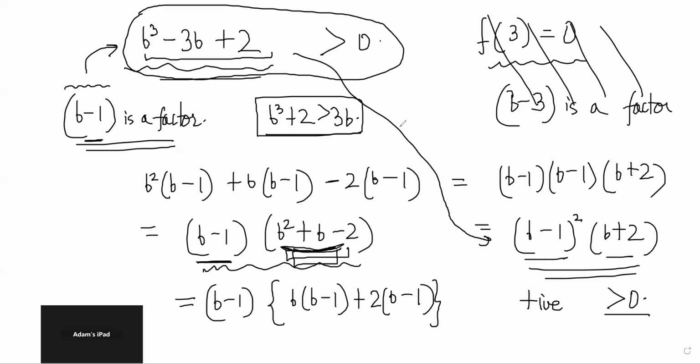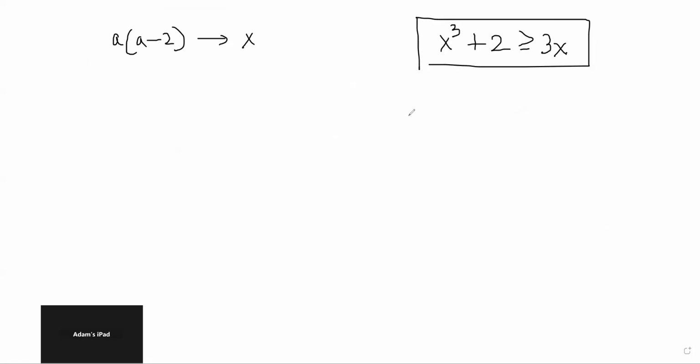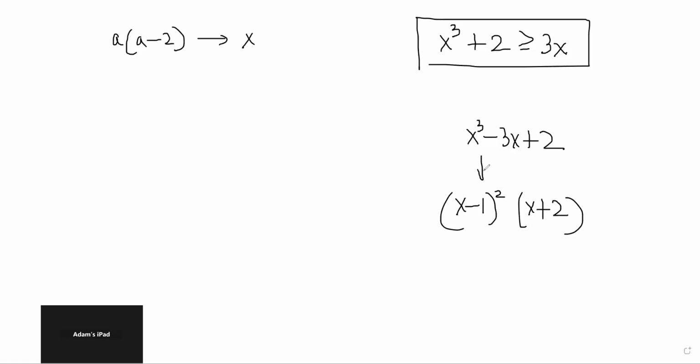So basically, what we had to do here was don't worry about the a's so much. Combine them. You will see that a into a minus 2 is there on both sides. So you can take it as a variable b or x, whatever you want. Then you will end up with a cubic like this: x cube plus 2 is greater than 3x. That's what we have to prove. And that can be done by factorizing this expression. It came out as x minus 1 whole square into x plus 2. Do you understand?